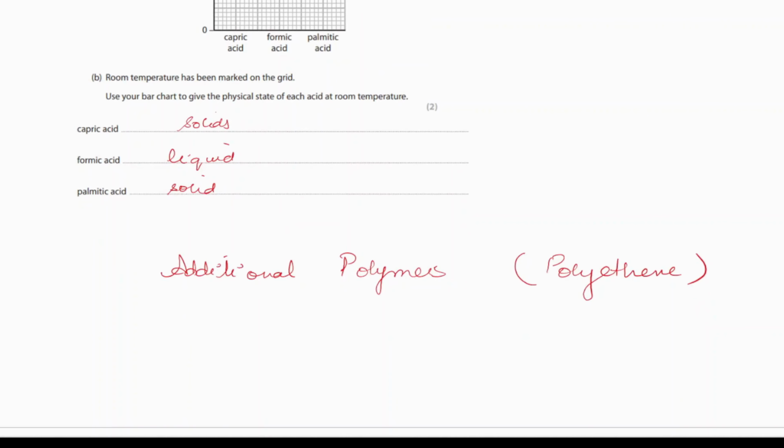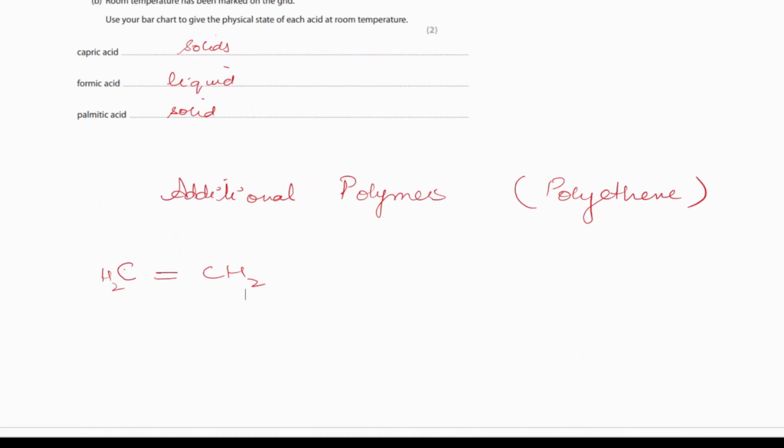So how do we draw it? We draw it accordingly, like CH2 double bond CH2. When we discussed the reaction of alkenes, I told you how this double bond would convert into a single bond. The electrons that would be shared would be taken up by these, and this would be converted to a single bond.